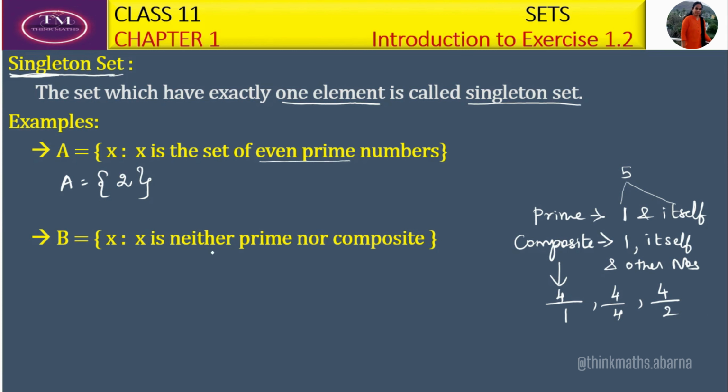So which number is neither prime nor composite? If we take 1, 1 is divisible by 1 and itself, but a prime number needs two different divisors, 1 and itself. So the number 1 doesn't satisfy this condition. In the same way, for composite it should be divisible by 1, itself and other numbers. But 1 is divisible only by 1, not by other numbers. So the only number which is neither prime nor composite is 1. So there is only one element in this set, so it is called a singleton set.